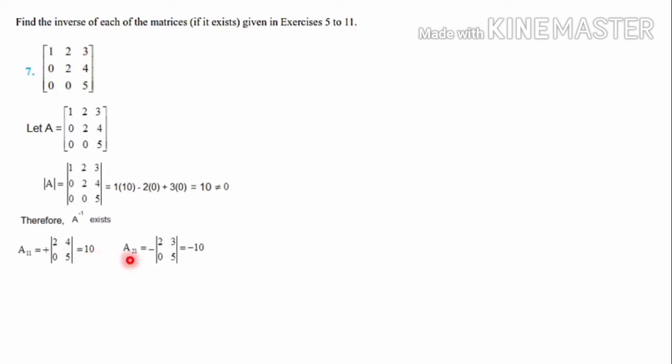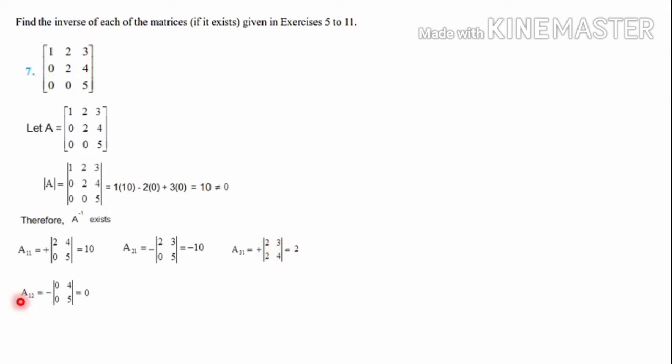Next is A21, that is the element 0. That 0's row and column is gone. 2, 3, 0, 5 are the elements. Here the sign is minus because 2 plus 1 is 3, an odd number. Then 5 into 2, 10, minus 0 into 3 is 0. 10 minus 0 is 10. Outside there is a minus sign, that's why minus 10. Next is the cofactor of the element A31, that is 0. If you take 0, that row and column is gone. 2, 3, 2, 4 are written here. 2 into 4, 8, minus 3 into 2, 6. 8 minus 6 is 2.